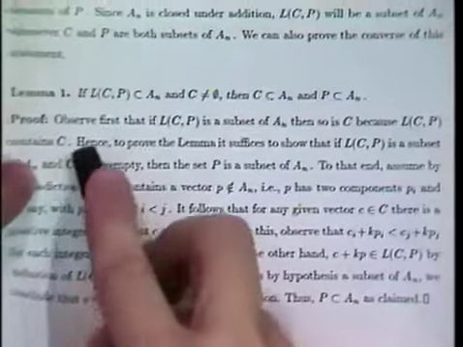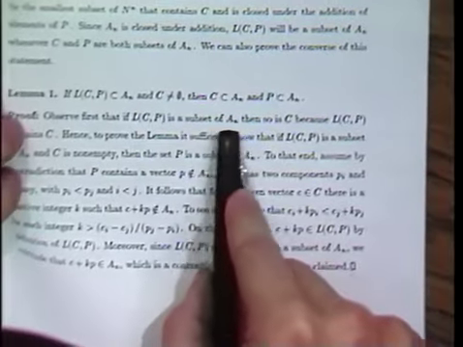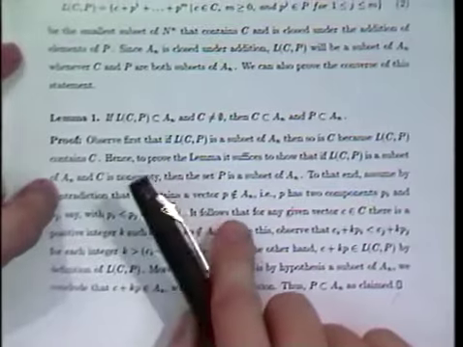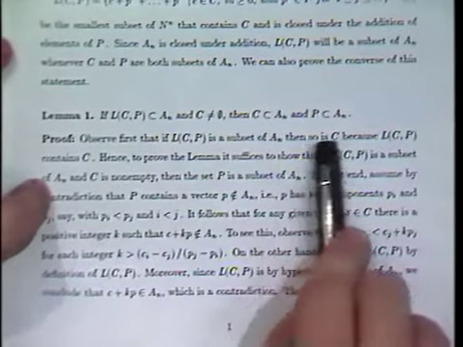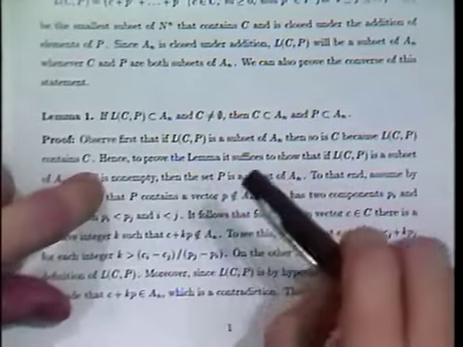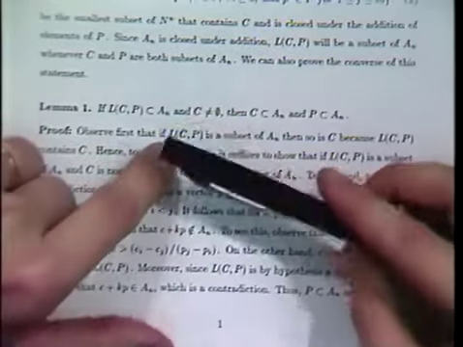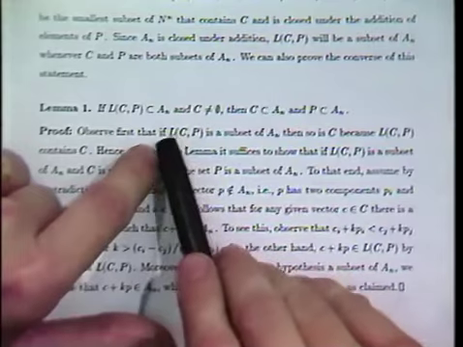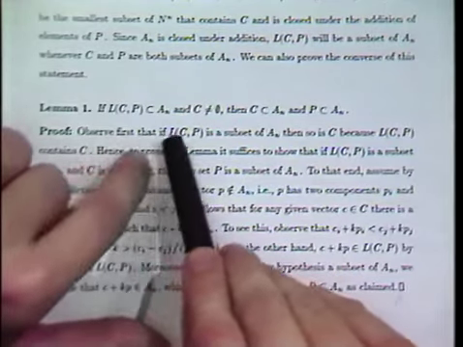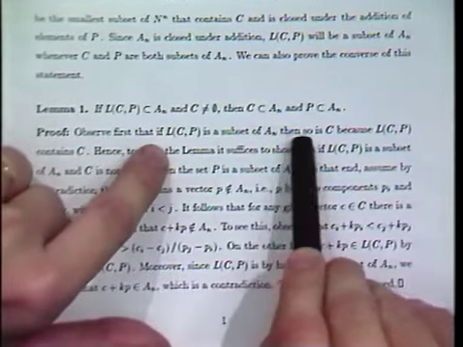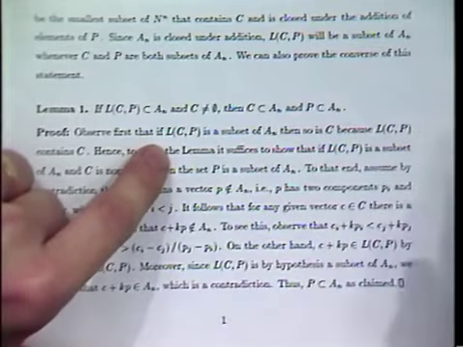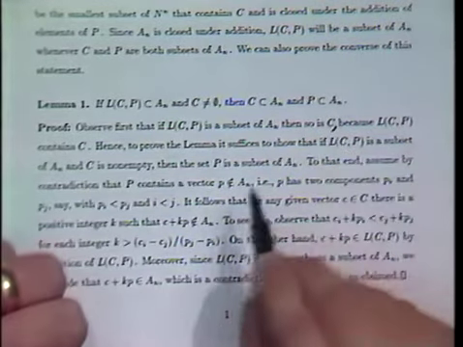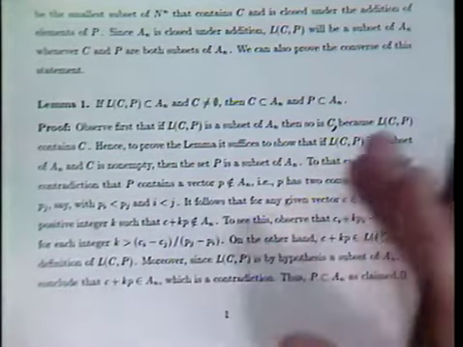Observe first that if L of C and P is a subset of A n, then so is C because C is okay. Now, this is a complicated sentence, like a German Schachtelsatz. It's not quite the same, but it's got a lot of things: first that if something, then so, then so is because. I would at least put a comma after C here in order to take a breath.